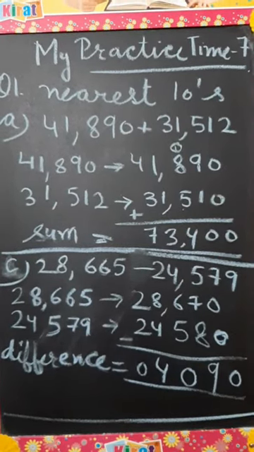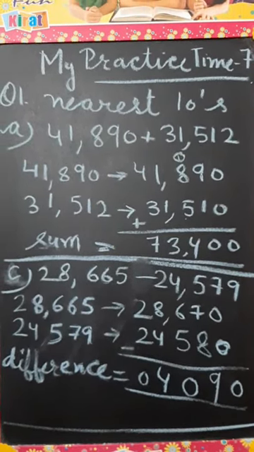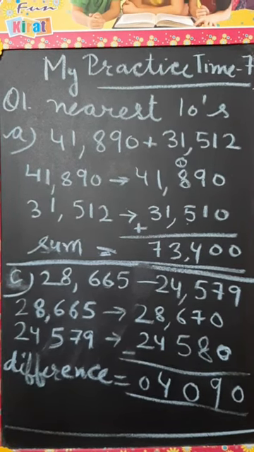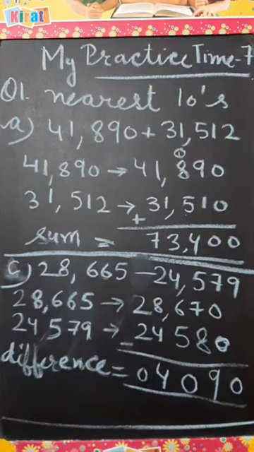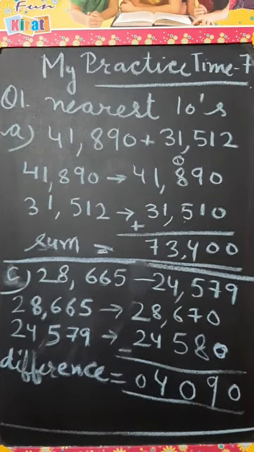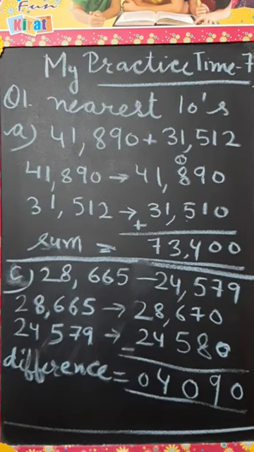Good morning students. Today we have to do My Practice Time 7. In My Practice Time 7 we have to estimate the sum or difference by first rounding off the numbers to the nearest tens. To round off the numbers to the nearest tens, look for the digit at the ones place.